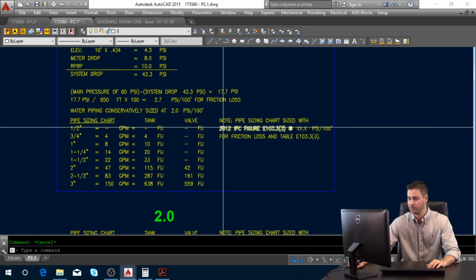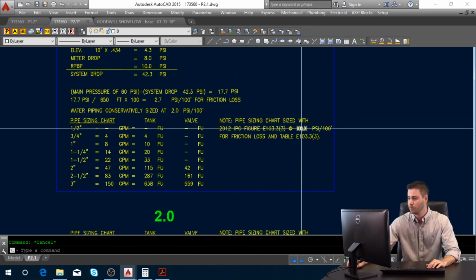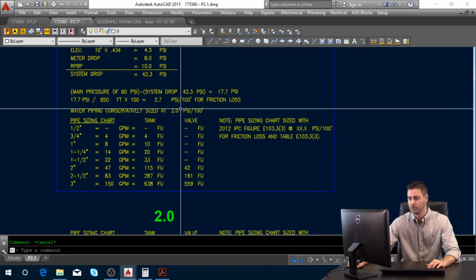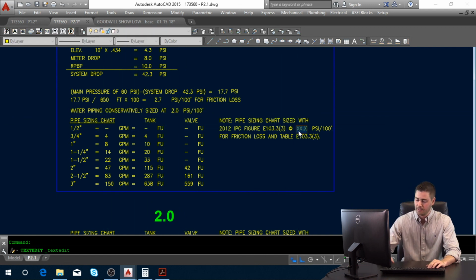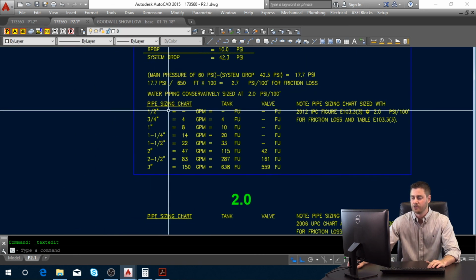So as I said, this is done in the 2012 IPC. We want to match this value shown to what we've already determined our water piping is conservatively sized at. Edit that to 2.0. This pipe sizing chart is what you will use to determine the water pipe sizing throughout the rest of the project, but that will be done under a different training video, hopefully by someone a little bit more interesting than me.